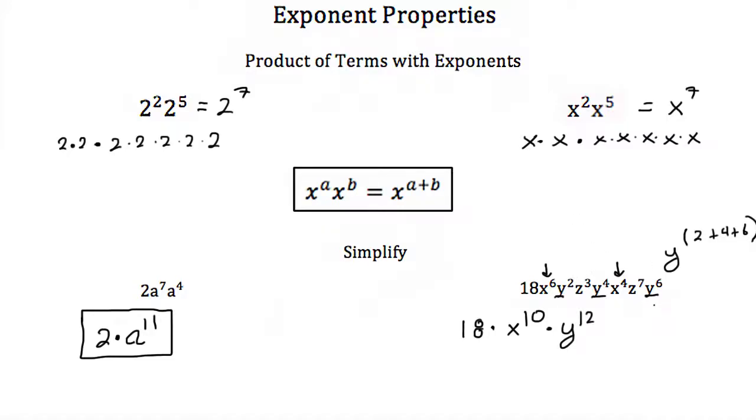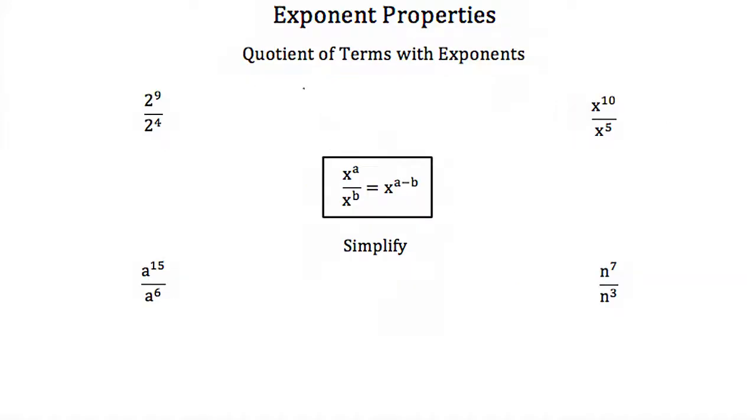Now lastly, we have our z's. Here's a z to the 3rd and a z to the 7th. So we're going to get a z, and then 3 plus 7 is 10, so z to the 10th. So our final simplified expression would be 18 x to the 10th, y to the 12th, z to the 10th.